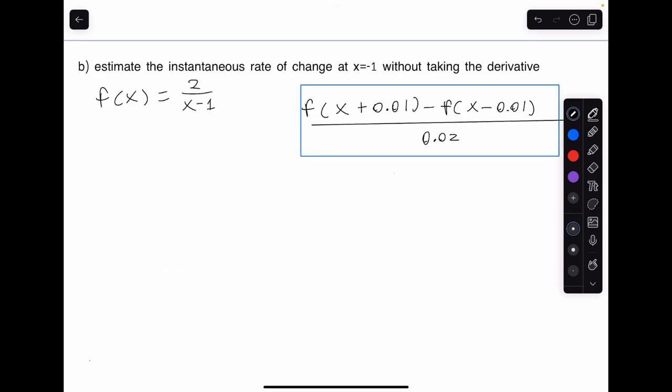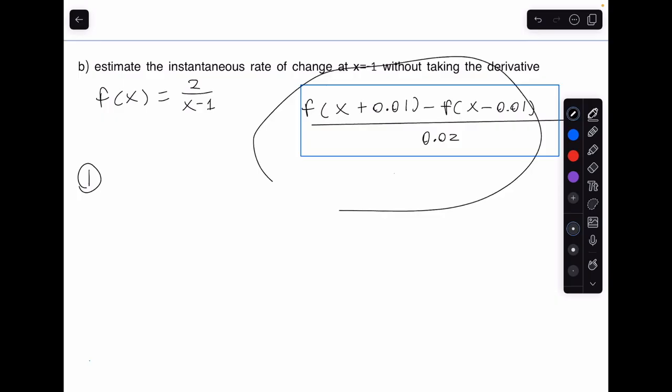Next, we're going to calculate or estimate the instantaneous rate of change at x is equal to negative 1 without even taking the derivative. So this is just as easy as the first question, but a little more annoying. The first step of this problem is to calculate the inputs in the formula. Here is our formula, f of x plus 0.01. Then we have an f of x minus 0.01. So let's do f of x plus 0.01 first. So what is x? X is negative 1.